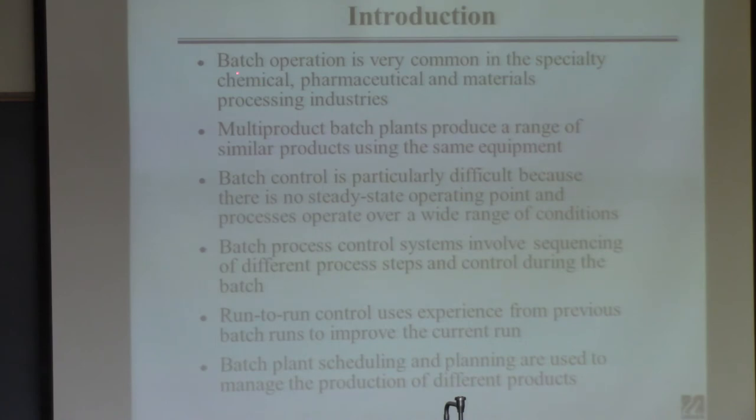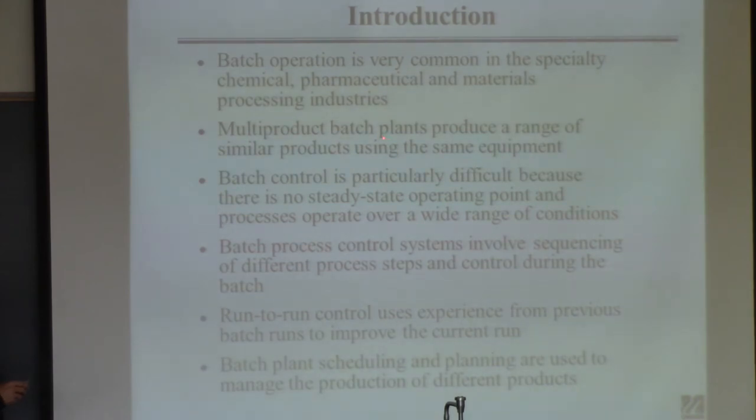So obviously you don't make commodity chemicals in batches. So you never see a batch ethylene plant, right? That doesn't make any sense. But for specialty chemicals, pharmaceuticals, and materials processing, it's almost always batch. Okay, and even in a lot of alternative fuels, they have all these alternative fuel companies trying to make liquid fuels and things. Those are often done in batches as well.